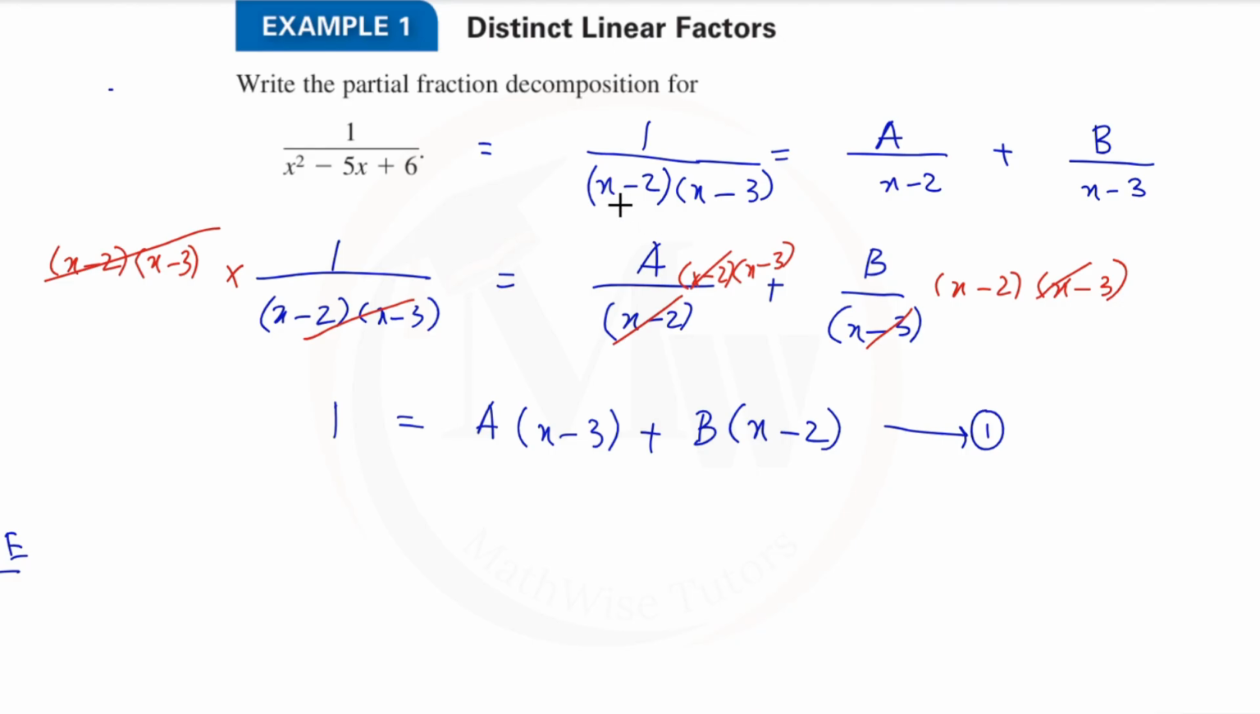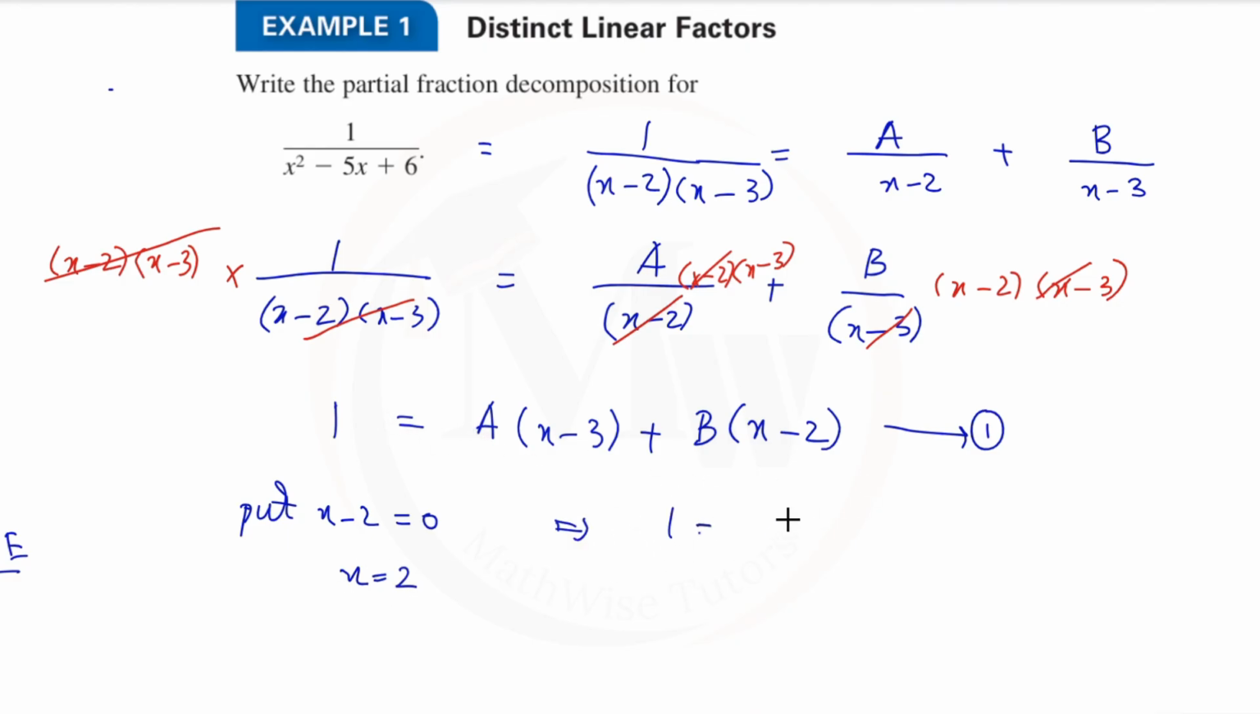Remember, whenever you have linear factors, after this step you have to set the linear factors equal to 0 one by one, find the values of x, and plug them in here. So we have two linear factors. Put the first linear factor x minus 2 equal to 0. This will give you x is equal to 2, and we'll plug x equal to 2 into the above equation wherever the x is.